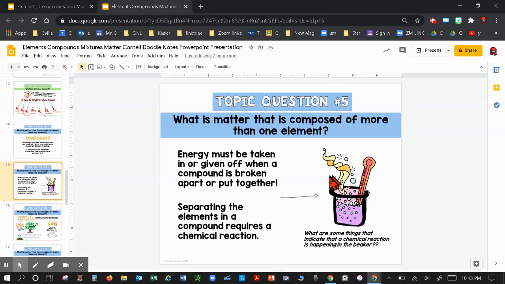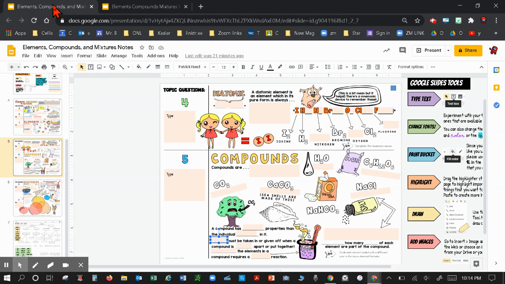So as you can see over here in this beaker full of science, what are some things that would indicate a chemical reaction is taking place? As you can tell, it has a thermometer in here. There's a temperature change. There's all kinds of bubbles being formed. Gases are given off. And there's an indication of a different smell taking place. Some fumes are given off. All kinds of signs of a chemical reaction that's taking place.